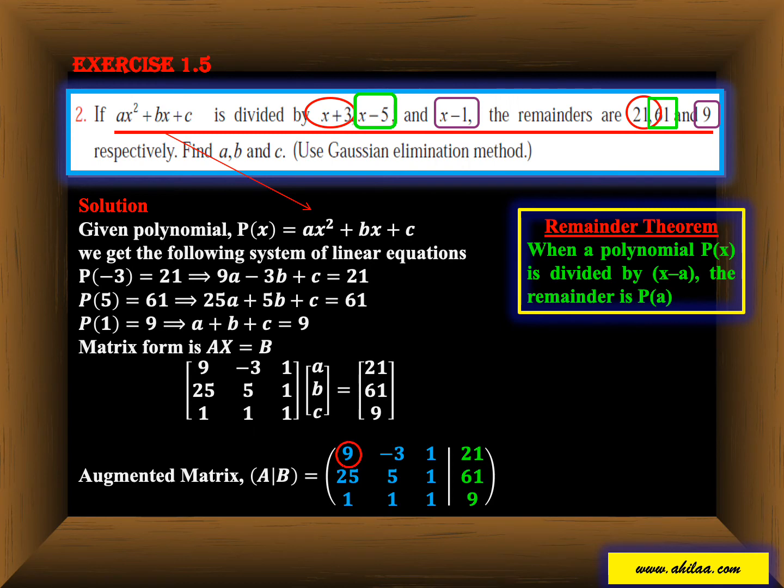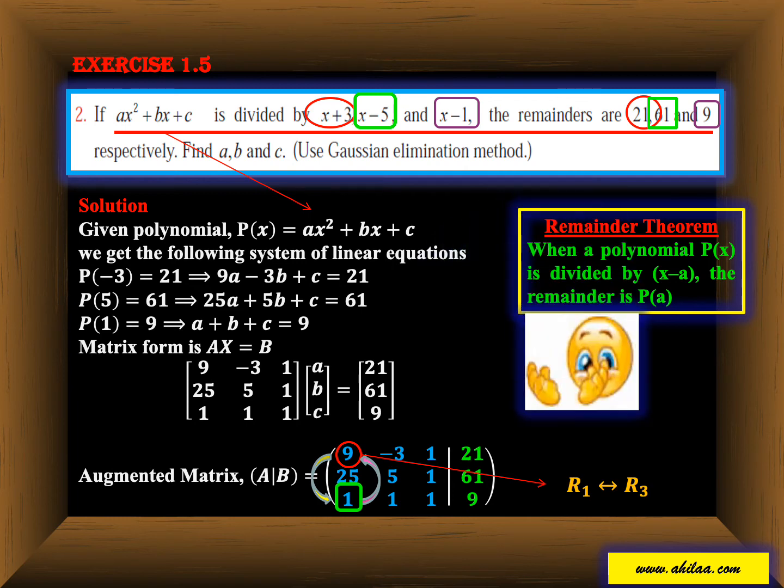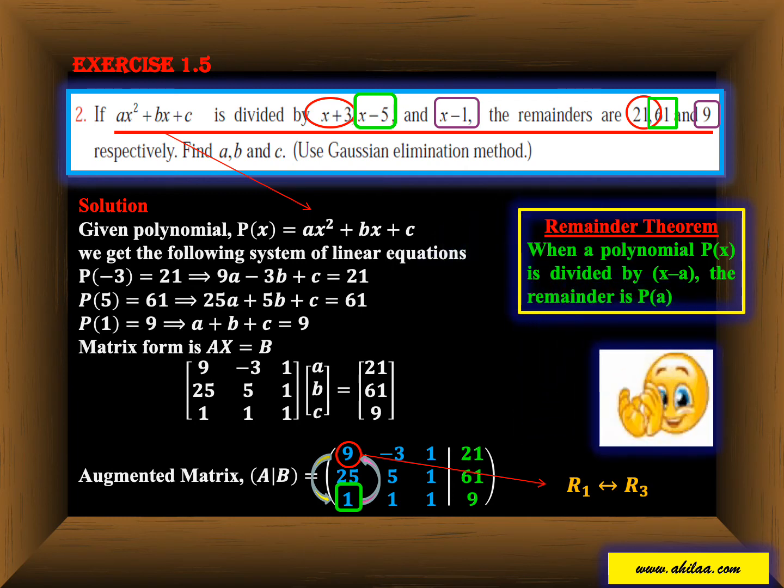Now I want to make this A11 as 1 because there is a 1 in the corresponding column. Okay, so it will be easy for me if we interchange these two rows to make this A11 as 1. So I interchange R1 and R3. So the operation is R1 interchange with R3. Understood?